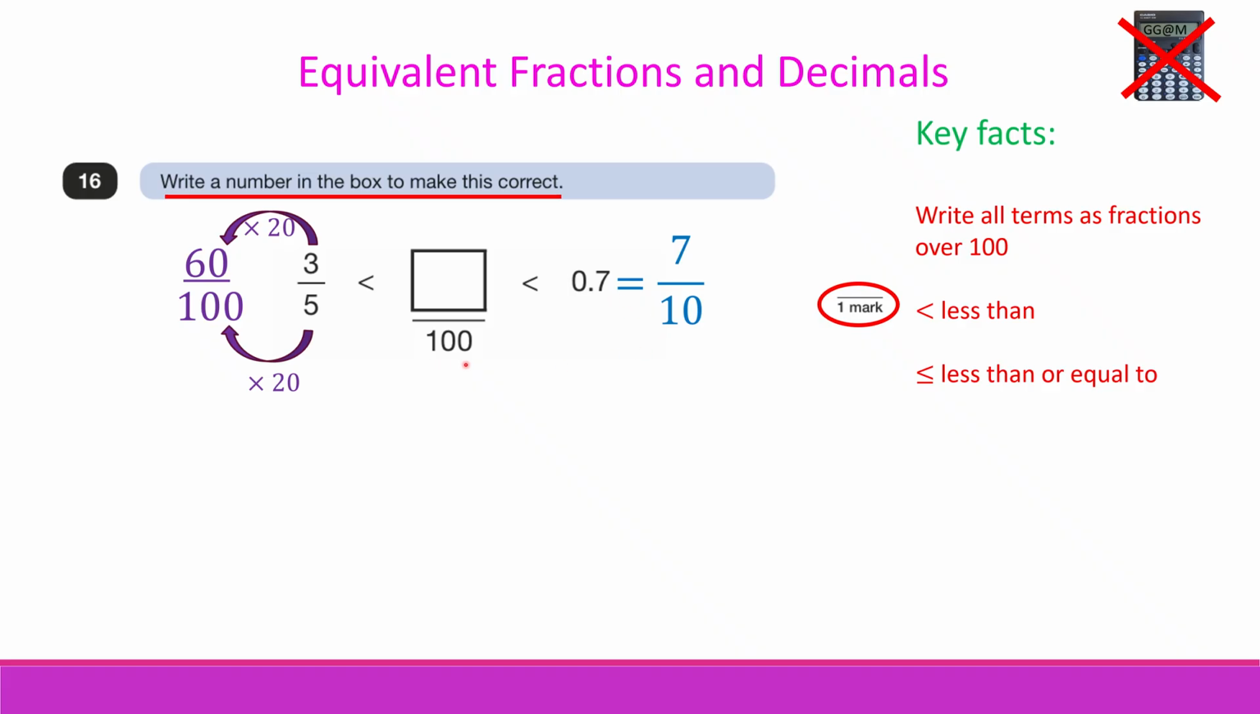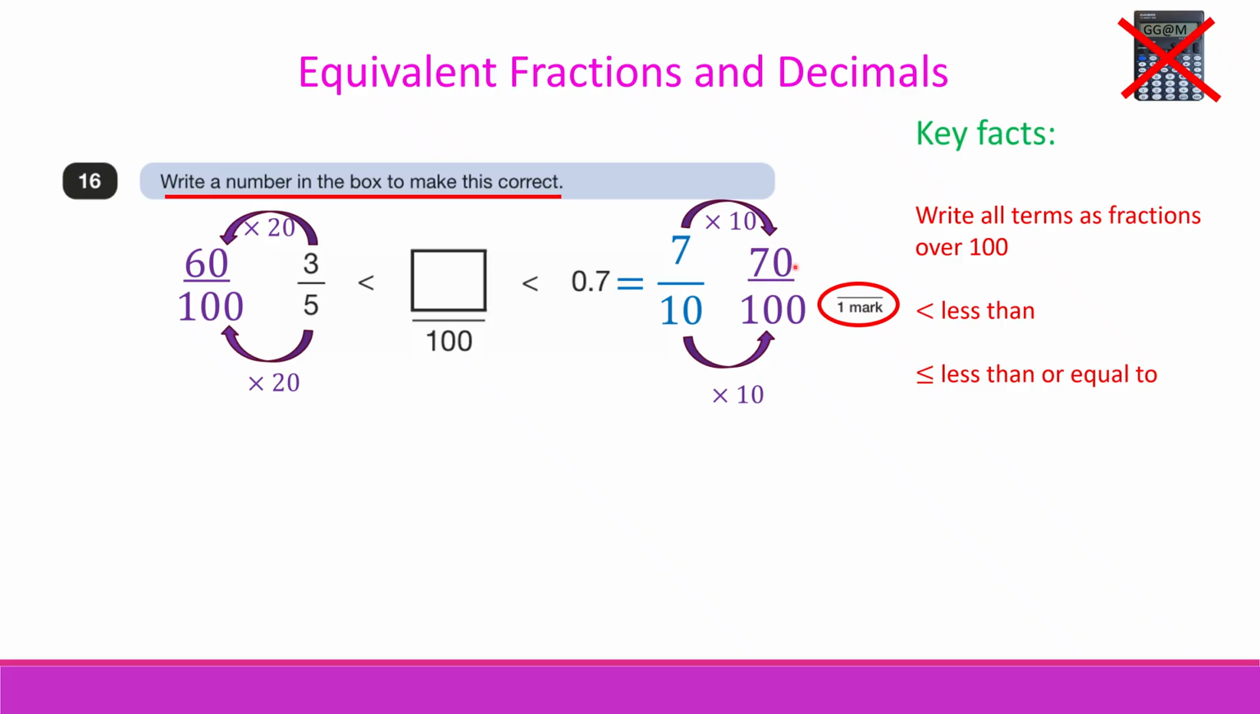Now we need to make the denominator 100 again. So we're going to go from 10 to 100. This time it's much easier. 10 times 10 is 100. So we're going to be multiplying by 10. So I need to do the same to the numerator in order to get the missing number up here. So 7 times 10 is 70. So my numerator here is 70.